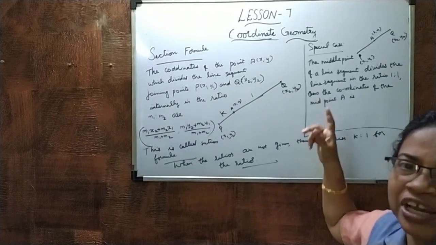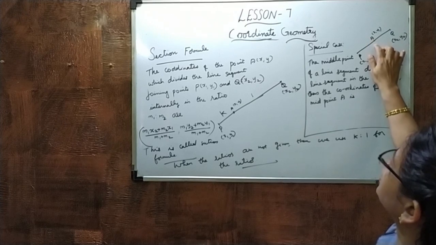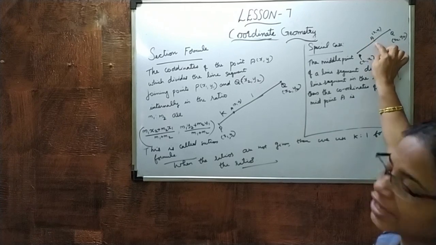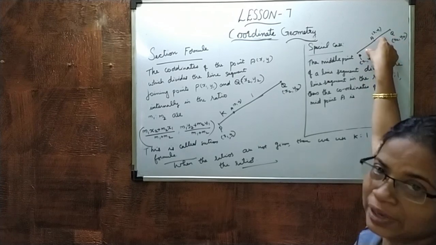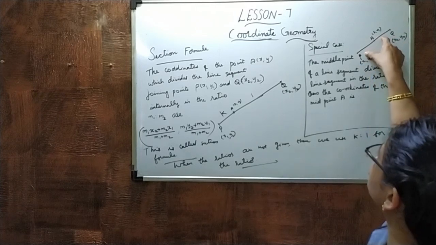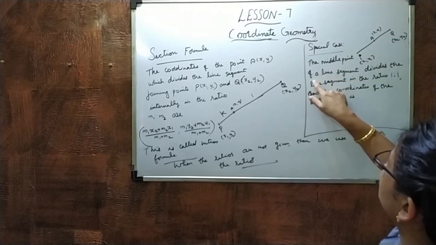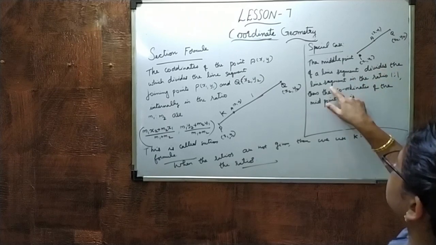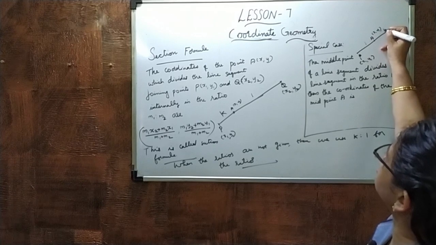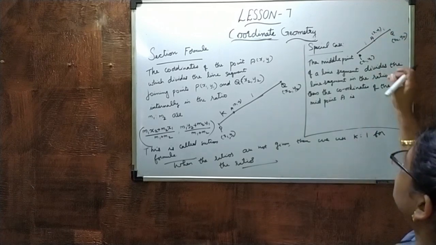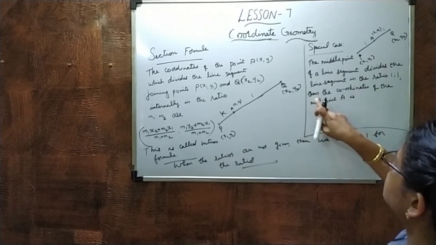Then one more special case is there. Suppose this point A is the midpoint. That means this point A divides the line segment PQ into two equal parts. The middle point of a line segment divides the line segment in the ratio 1 is to 1.